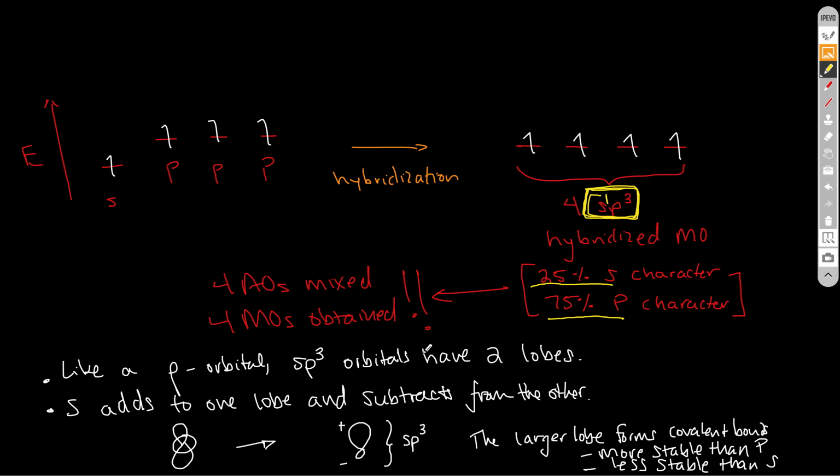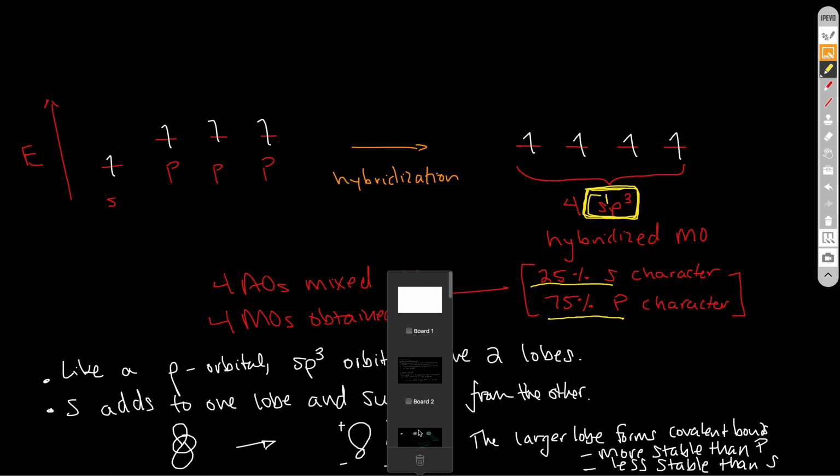Like a p orbital, sp3 orbitals are going to have 2 lobes. The s adds to one of them and subtracts from the other. So you have one positive or in-phase lobe and an out-of-phase lobe. And the larger lobe is the lobe that's going to form the covalent bond. So we can go on to our next slide.